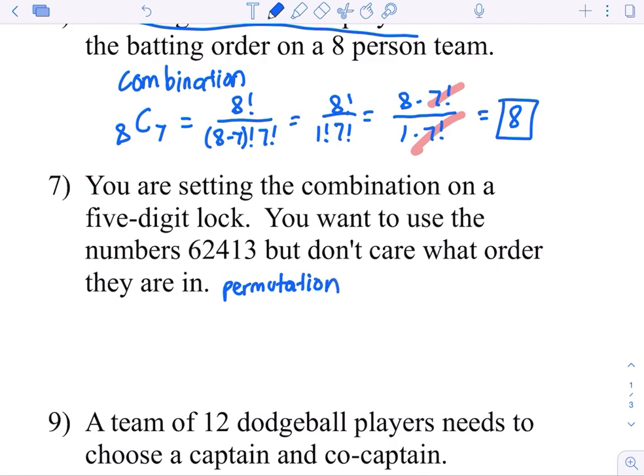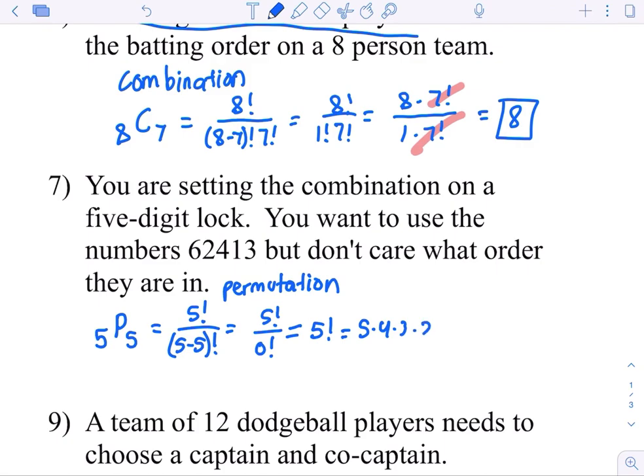So you got 5 choose 5, which is equal to 5 factorial over 5 minus 5 factorial. 5 factorial over 0 factorial. 0 factorial is 1. So we just have 5 factorial. 5 times 4 times 3 times 2 times 1, which is equal to 120.